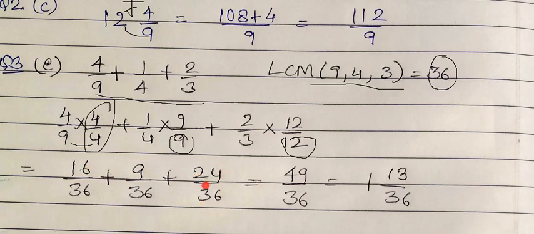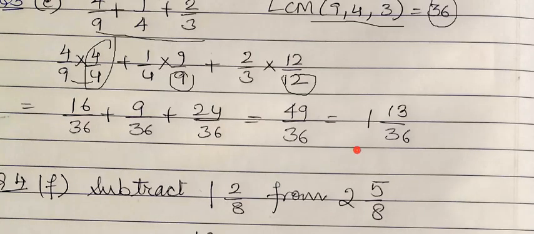So addition always requires that the denominators have to be the same, or equal. Then only we can add. So 16 plus 24 comes out to be 40, and 40 plus 9 comes out to be 49 by 36. Converting into a mixed fraction, it comes out to be 1, and the remainder comes out to be 13 upon 36. If you divide, you will find that 13 is the remainder, 36 is the number through which I have divided, and the quotient is 1.